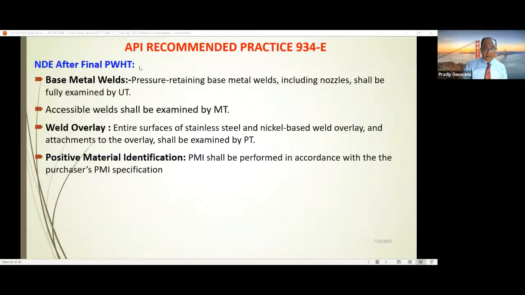And nonetheless, NDE after final post-weld heat treatment, you can see here that basically it has to be done for the base metal welds, weld overlay, and as well there should be a positive material identification. And this PMI should be done if you are providing any austenitic stainless steel overlay. Even for that matter, if the vessel is made entirely of 1/4 chrome half moly steel, PMI also may be specified to ensure that yes, welds meet or exceed the chemistry of the base metal.